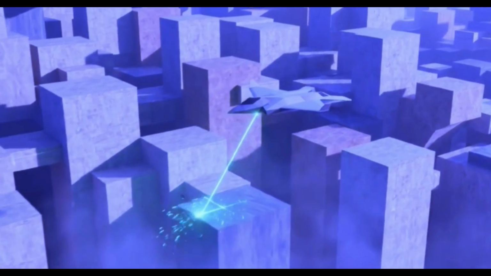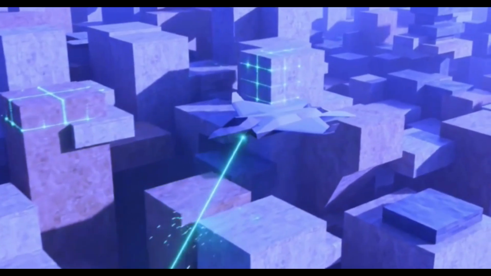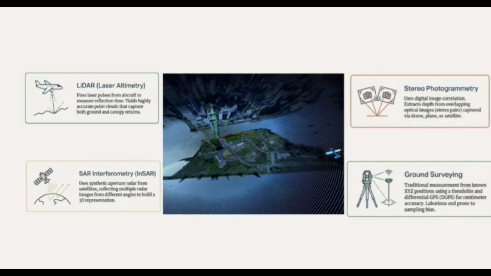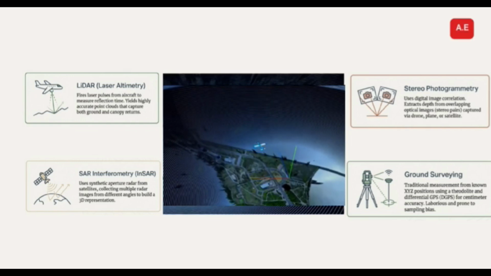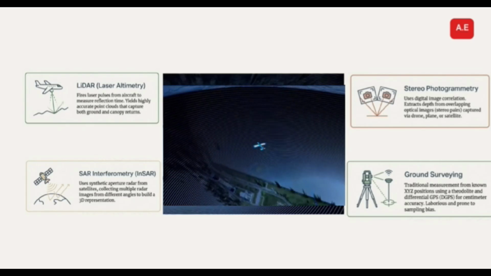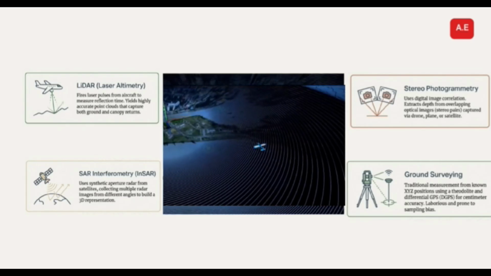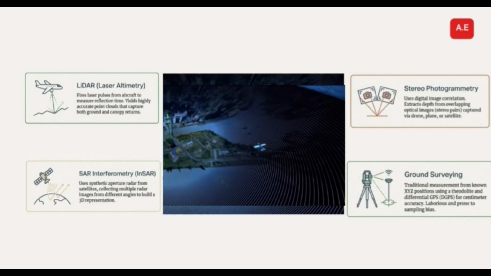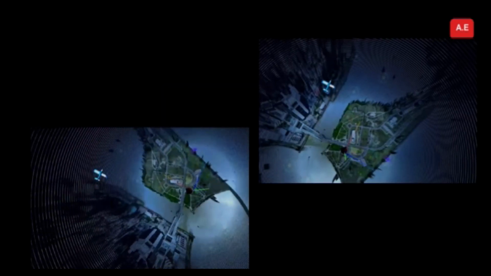When a remote sensor scans the Earth, the raw signal always bounces off the first physical object it hits. This captures a chaotic mix of tree canopies, rooftops, and the actual ground. To penetrate that cover, active sensors like LIDAR fire laser pulses from aircraft, recording multiple returns as the light passes through gaps in the foliage. Alternatively, SAR interferometry, or InSAR, uses satellite-based synthetic aperture radar, collecting multiple angles to build a three-dimensional representation.